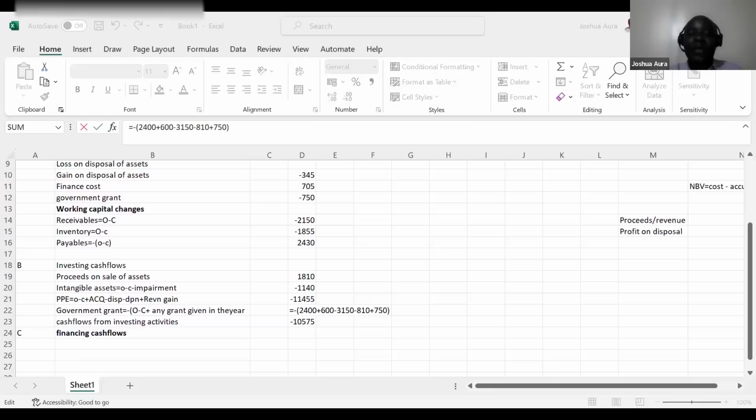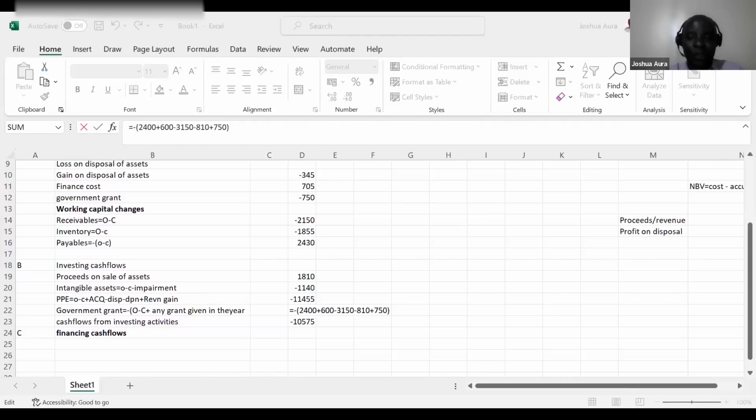Because you see, the figures we have are the opening balances, they are liabilities. So when the government gives us money, we're supposed to deduct that 750. Listen, at the beginning of the year, we owed the government 2,400, 600. They are under liabilities. So when the same government in the same year gives us the 750, of course that will go towards reducing this particular liability.